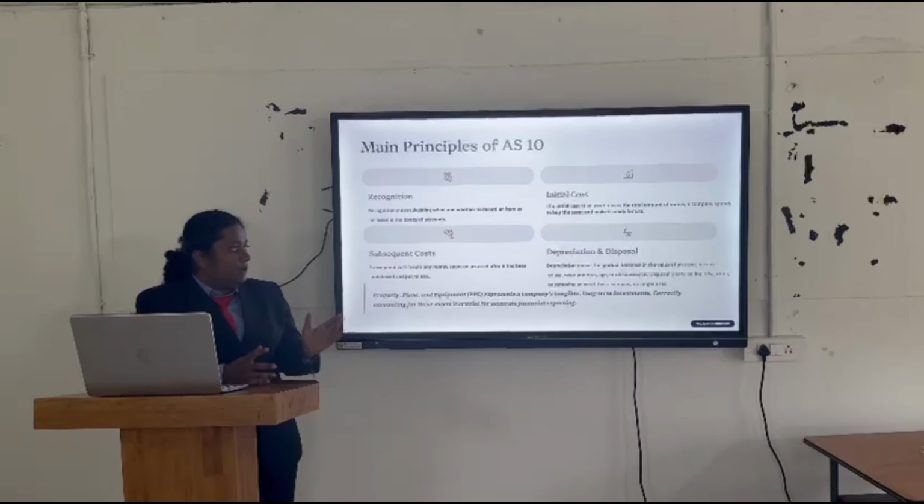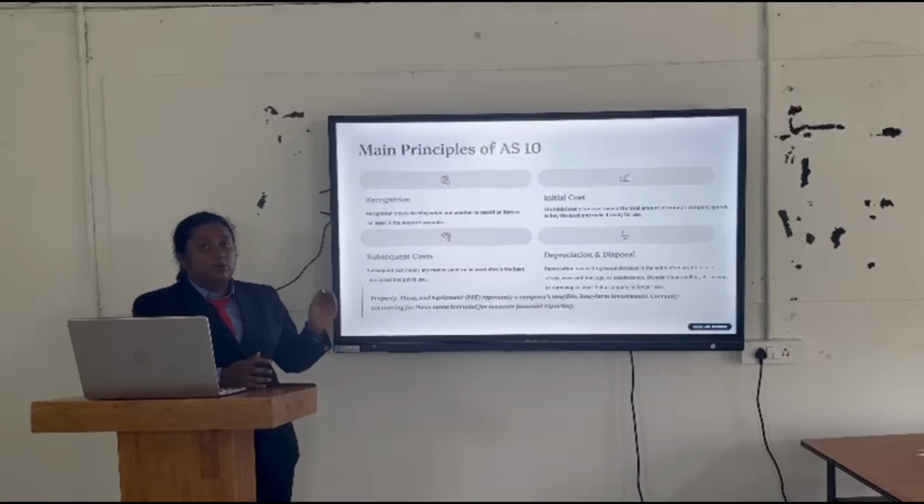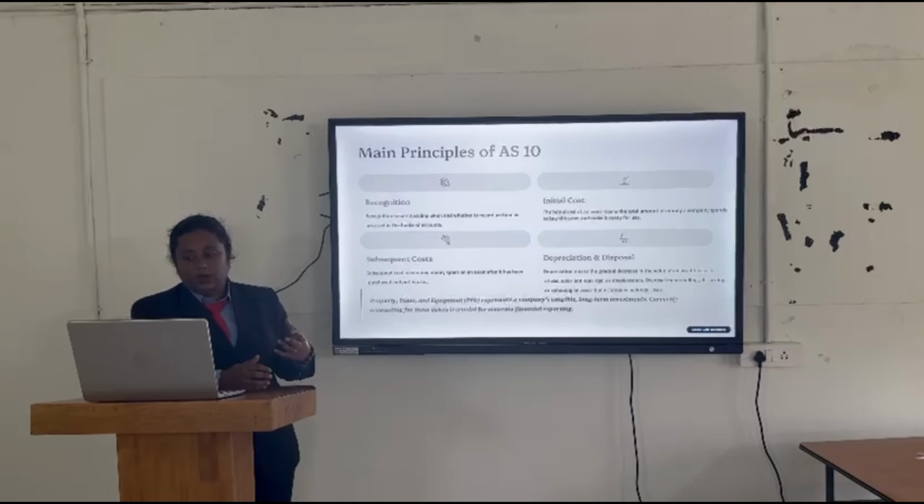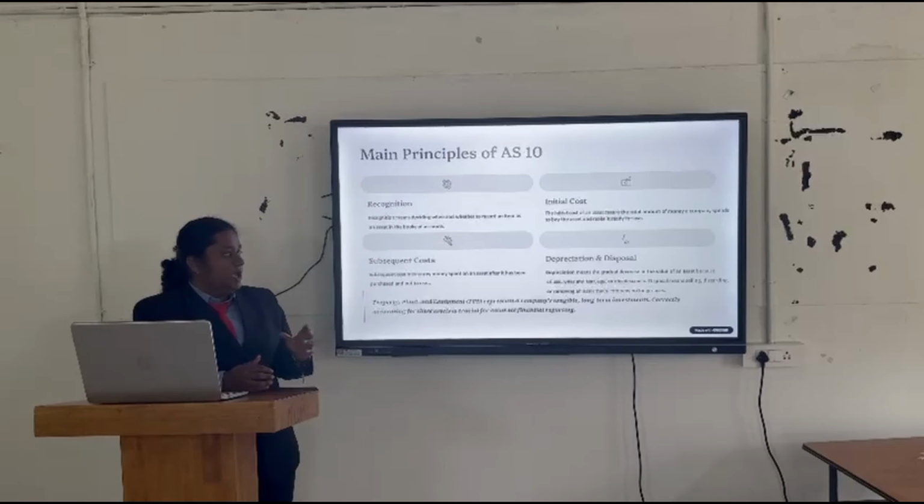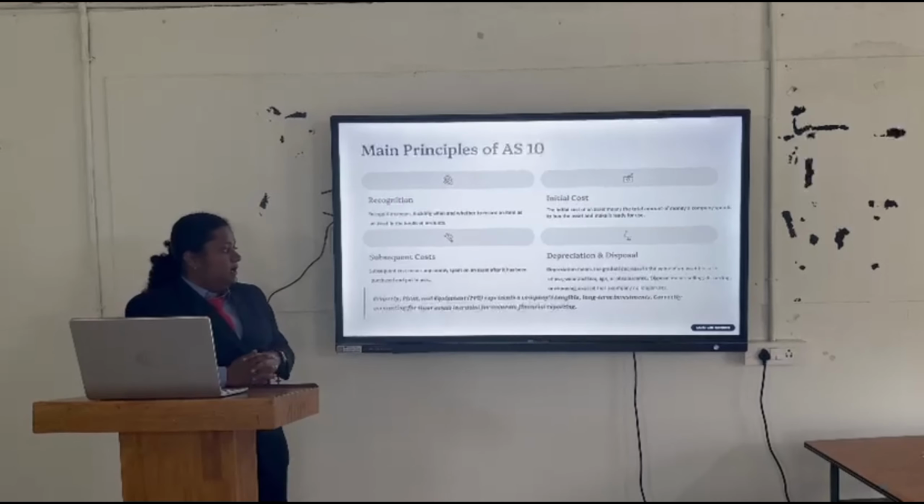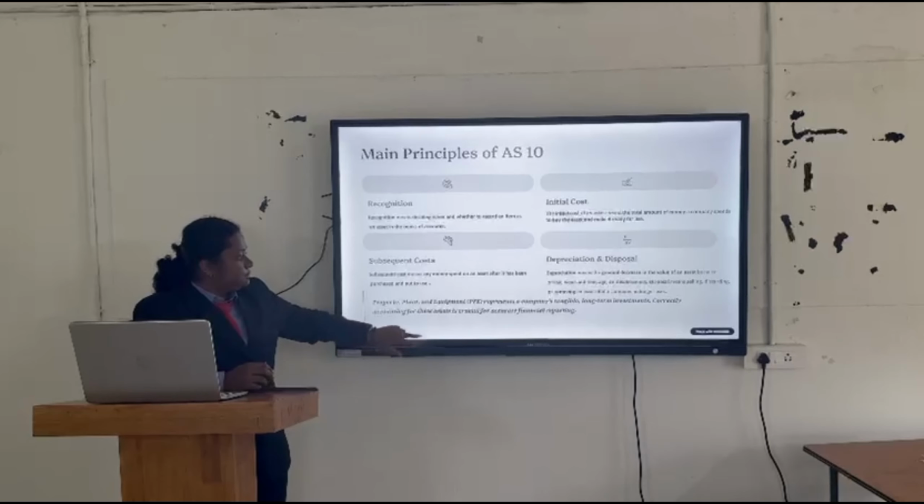Moving to the fourth one, depreciation and disposal. Depreciation means gradual decrease in the value of the asset because of the use, wear and tear and all. And disposal means selling, discarding or removing an asset that a company has no longer use for. So here the PPE represents a company's tangible long-term investment.